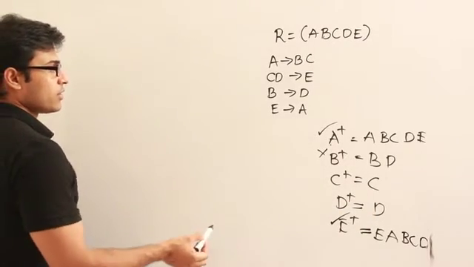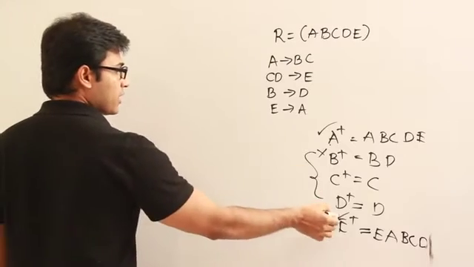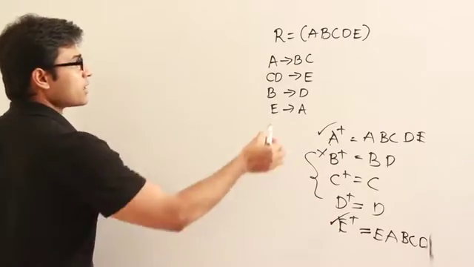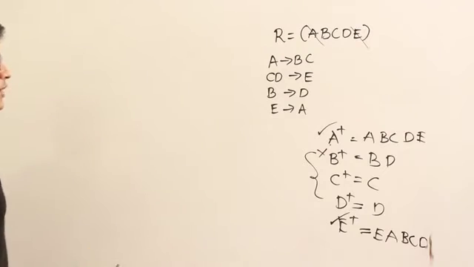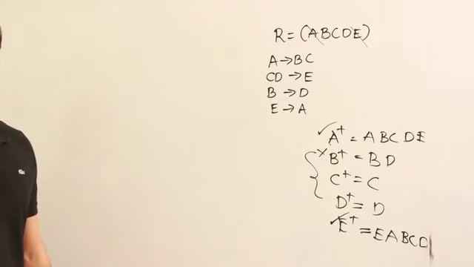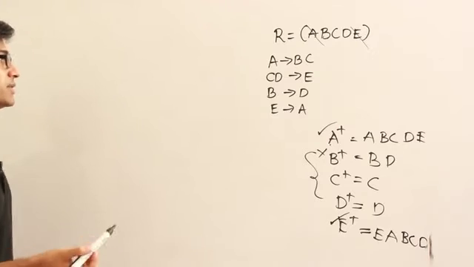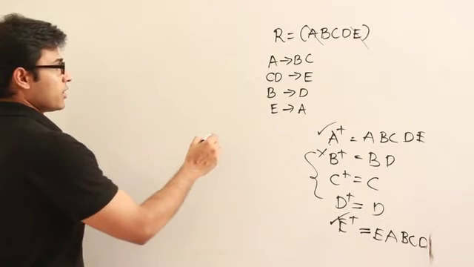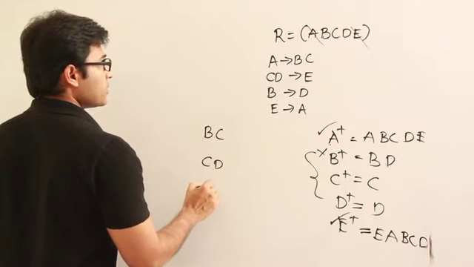Now I want to find out the candidate keys which contain two attributes, but they should not contain A and E. Now what are the options? Without using A and E, I have to get only 2 from B, C, D. Why? If I include A and E, that is going to be a super key. So the 2 attribute options are BC, CD and BD.